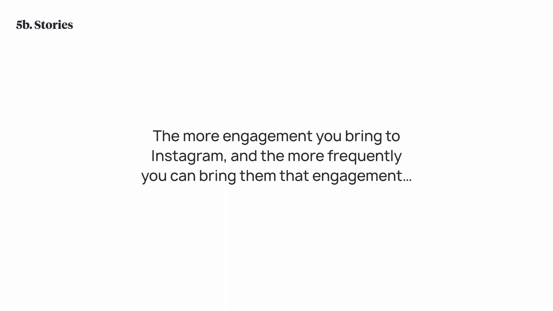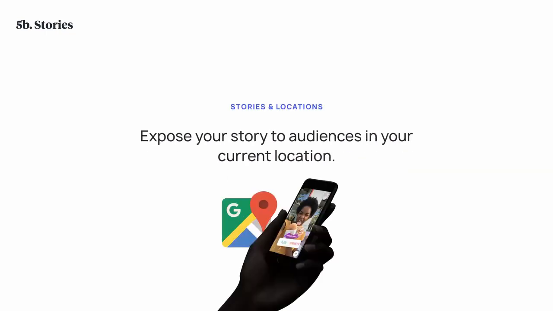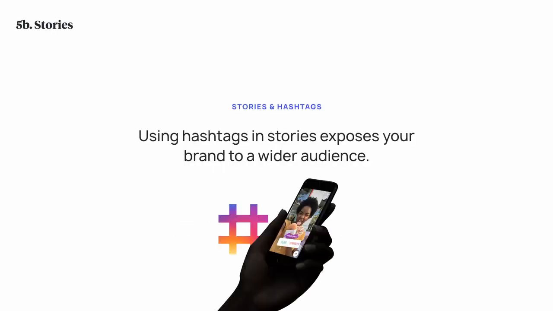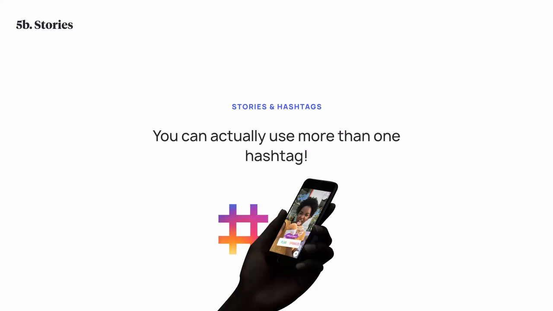The more engagement you bring, we've already talked about all that stuff. Using locations is good because it brings people from specific locations to your account whenever they're looking, because anyone who's nearby will see, hey, here are new stories near you, and then your post will be on there. Again, using hashtags is a great way to get engagement.